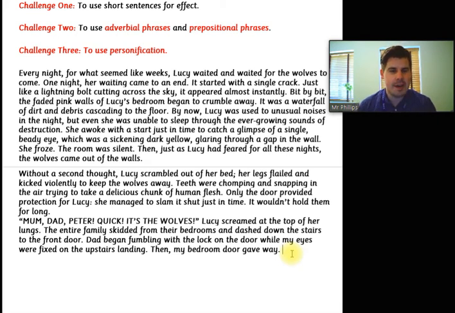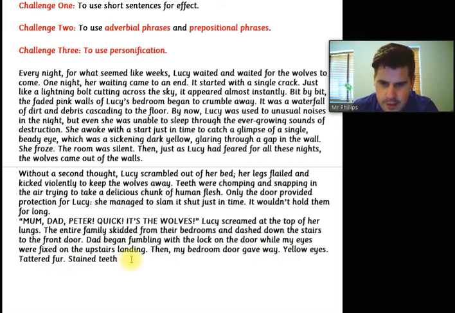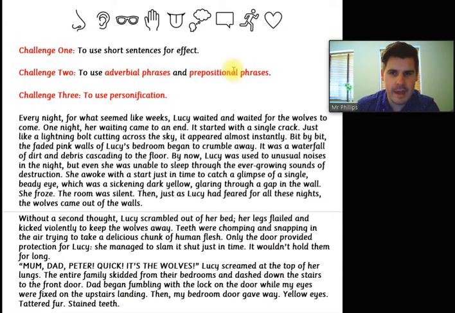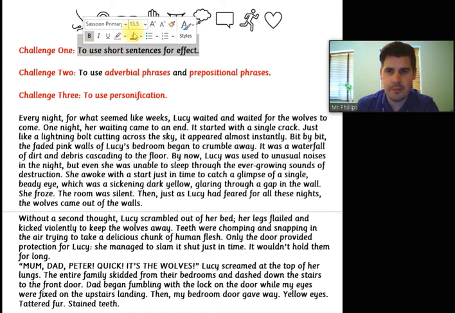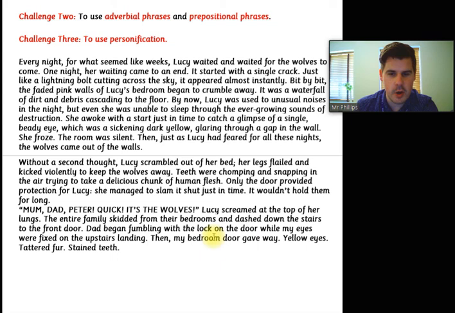Oh, I know what I'm going to do. I'm going to have three short sentences describing the wolves. I'm just going to say yellow eyes, tattered fur, stained teeth. I do not know why I put a capital letter there for fur. I do not need it. So I'm doing three short sentences. Then my bedroom door gave way. Yellow eyes, tattered fur, stained teeth. And do you see how that really slows down the pace of our reading? Because I had my quick bit, and now I'm going to have my slow, sinister bit.